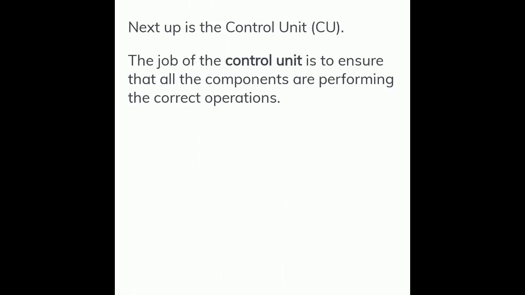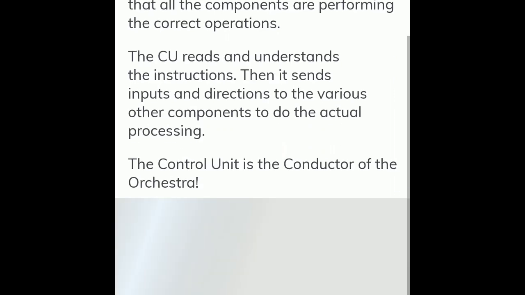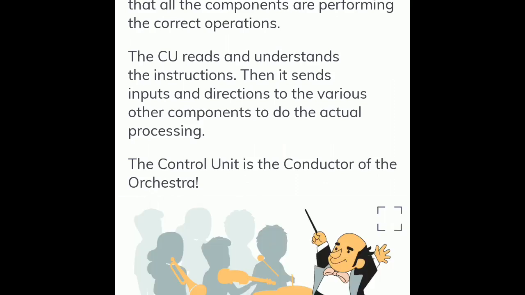Next up is the control unit, CU. The job of the control unit is to ensure that all the components are performing the correct operations. The CU reads and understands the instructions. Then it sends inputs and directions to the various other components to do the actual processing. The control unit is the conductor of the orchestra.